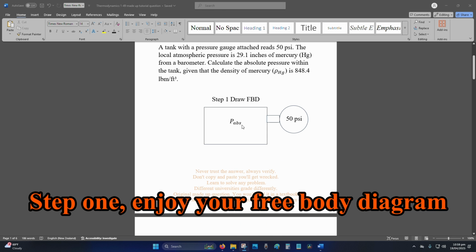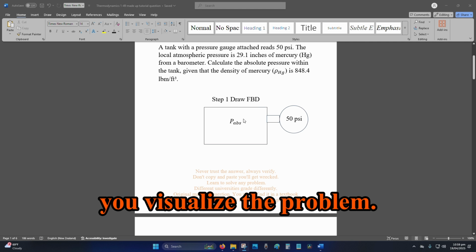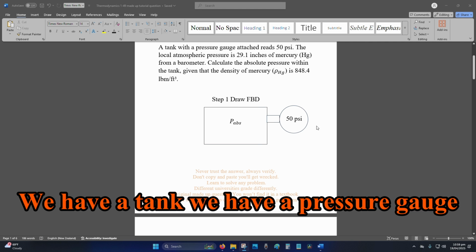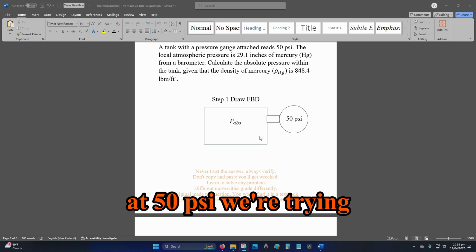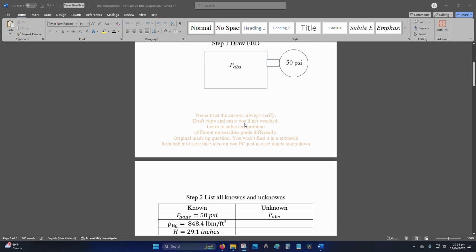Step 1, draw your free body diagram, your FBD. This will help you visualize the problem. We have a tank, we have a pressure gauge at 50 psi. We're trying to find the absolute pressure.